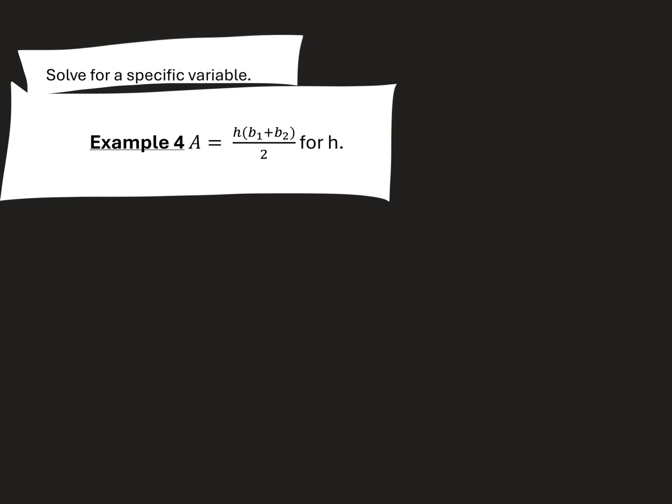Number 4, I want to solve for h. Now this one looks totally complicated, so let's do it very carefully. I am going to first get rid of this dividing by 2. How do I get rid of dividing by 2? I multiply both sides by 2.